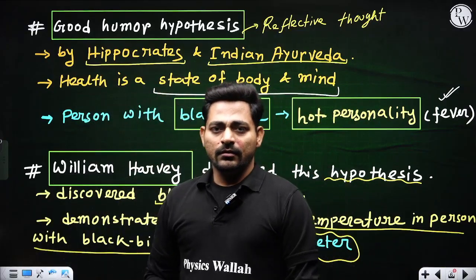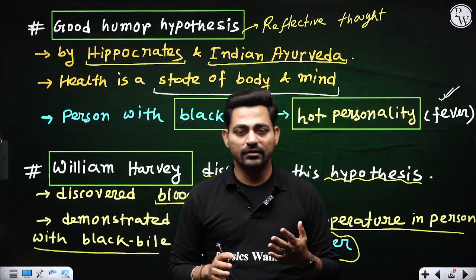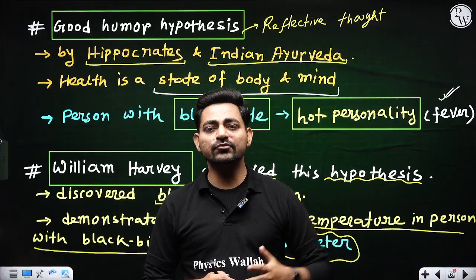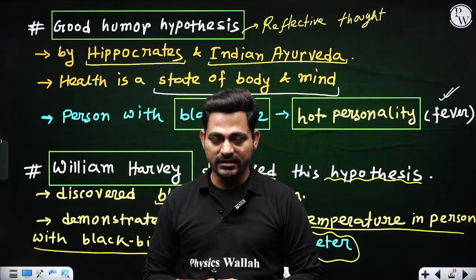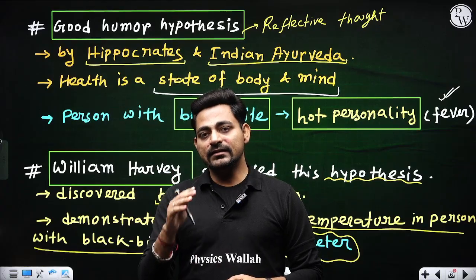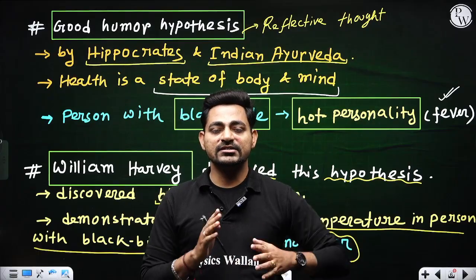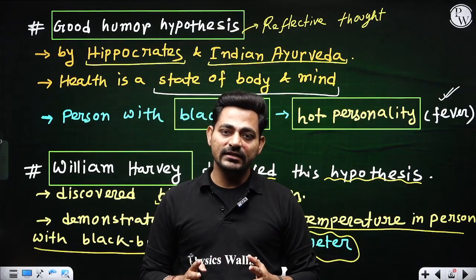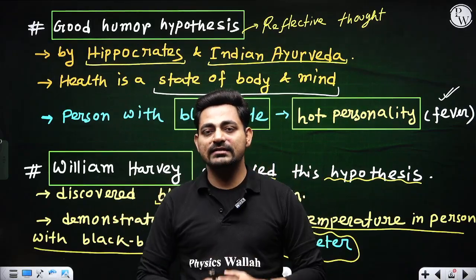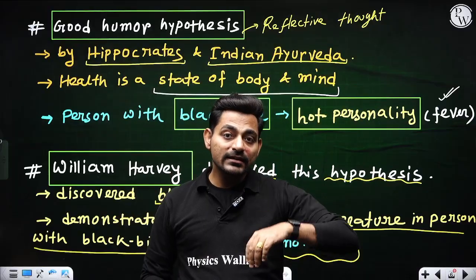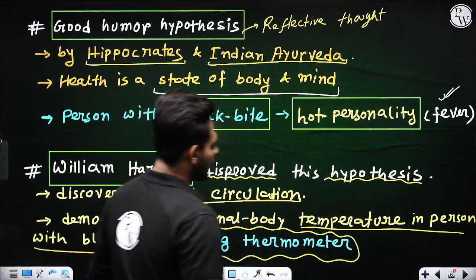So if a person is vomiting or defecating stool of black color, then you can assume that person has black bile inside the body. Then William Harvey took the body temperature, and he found that body temperature is more or less similar in all persons, that is nearby 37 °C. So he disproved the previous theory of the good humor hypothesis.